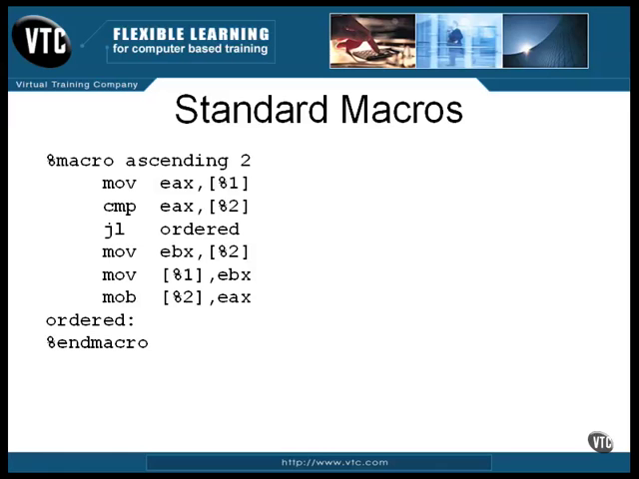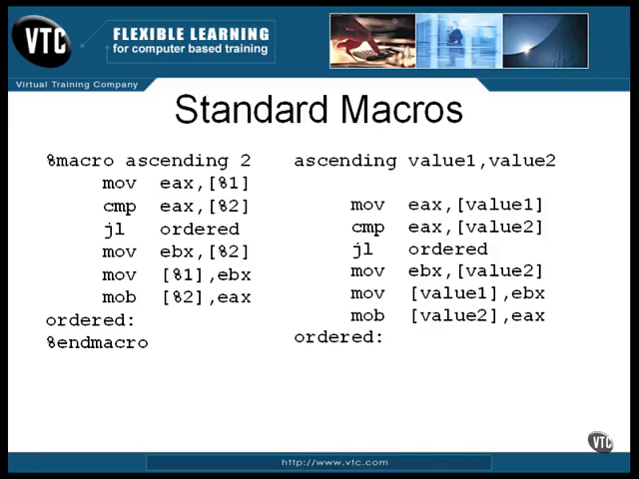The first name is inserted in place of every %1, and the second name is inserted in place of every %2. For example, this line of code could be used. The expanded macro would then look like this. Now this works. The code will make sure that value 2 is greater than value 1, swapping them only when necessary, but there is a problem. This macro can only be used once in a program because it defines a label named ordered.